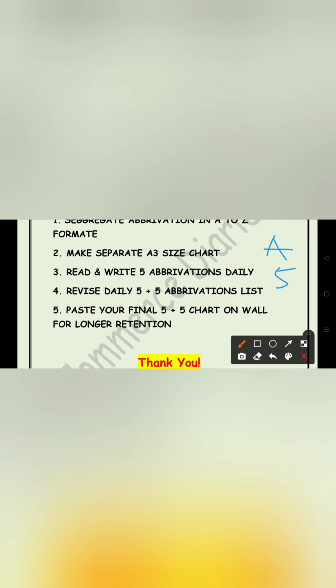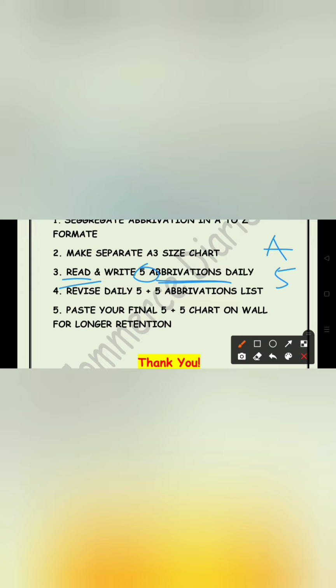Just memorize it or try to recall it twice or thrice, and without seeing the original chart, try to write it on your own. So once you read, it will be registered in your mind, and then when you write without seeing the abbreviations, that will be fixed in your memory. So you have to just read and write 5 abbreviations daily.